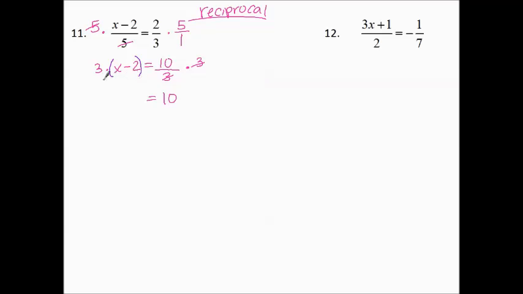Now when I see parentheses, I need to do my distributive property. My 3 gets multiplied by both of those terms. I'm left with 3x, 3 times x, minus 3 times 2 is 6. And now I'm going to solve this equation just like I've done before. I see subtraction with my 6, so I'm going to do addition. My minus 6 plus 6 cancels. I get 3x equals 10 plus 6 is 16.